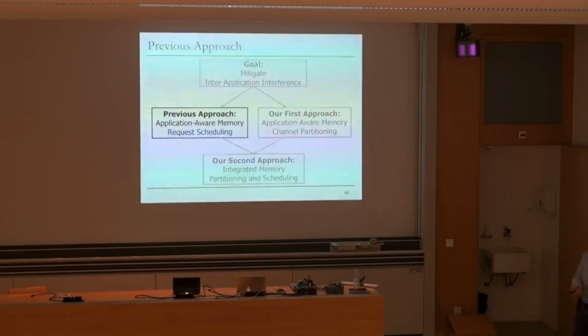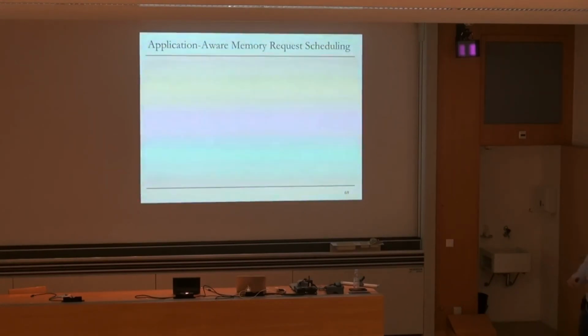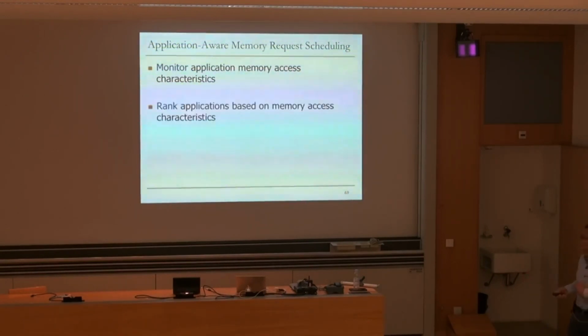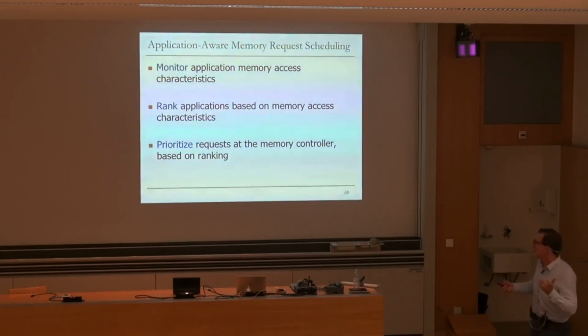So the novelty of this work is that we're going to do something completely different from the previous approach. Let's take a look at the previous approach a little bit. The previous approach looked at memory request scheduling. You monitor the application memory access characteristics in hardware. You rank the applications based on those characteristics and prioritize requests at the memory controller based on that ranking. If an application is not treated nicely for a while, its ranking increases and it becomes higher ranked, so that it gets more fairness from the system and less interference.